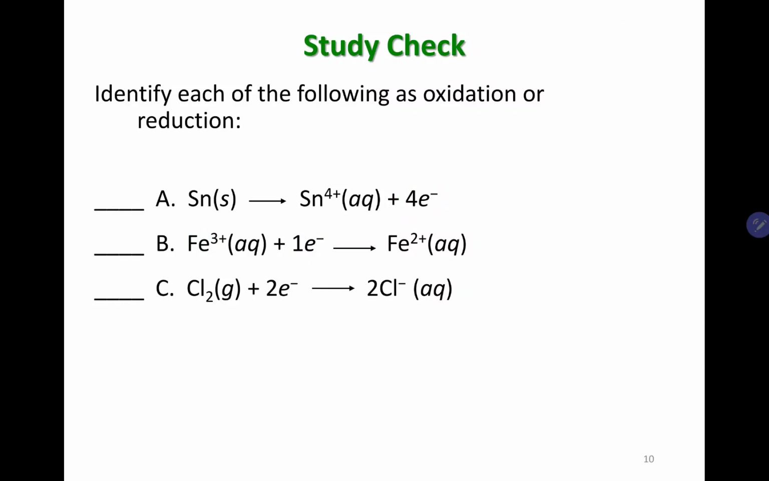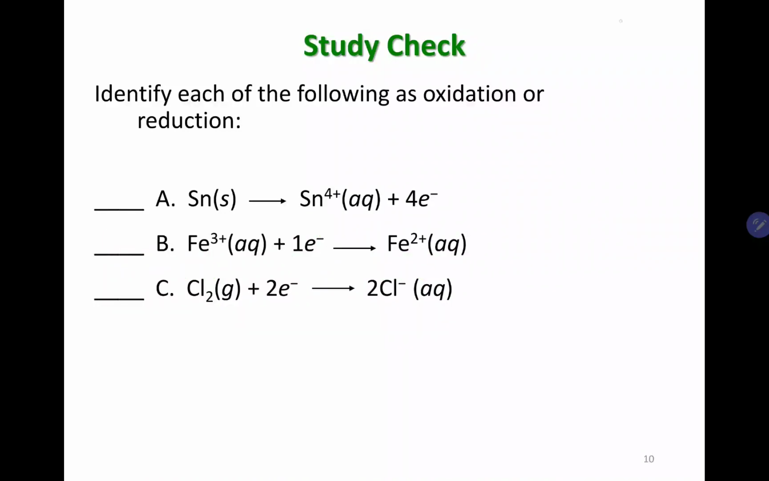Let's talk about iron 3 plus. The oxidation number of iron 3 plus is going from plus 3 to plus 2. So what is happening to the oxidation number? The oxidation number is decreased. How? By gaining an electron. So this right here is your reduction.